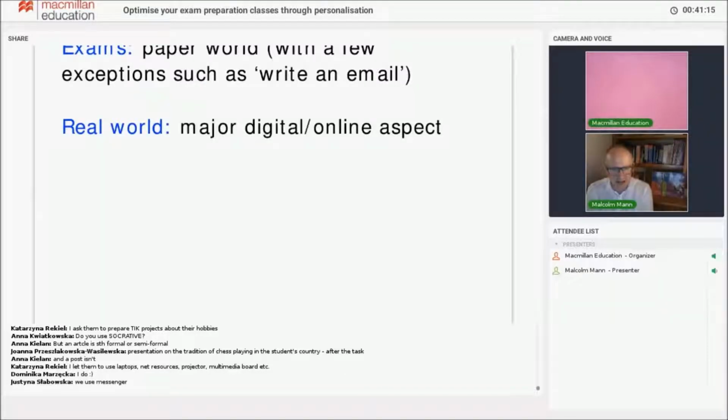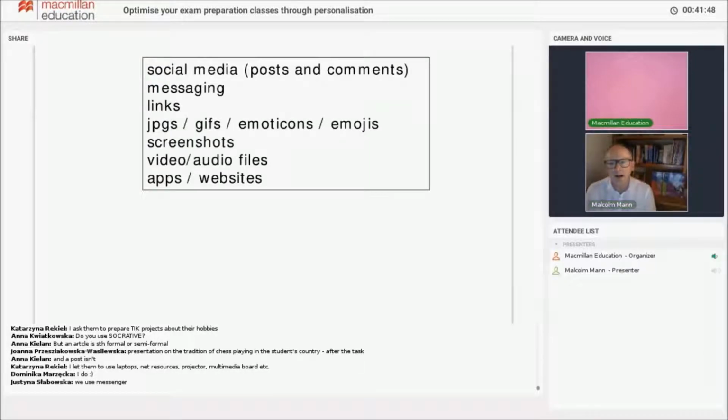Another problem, like exams don't have video, exams are very much a paper world. When you're reading articles, you're not reading things online. And there are a few exceptions, as we said earlier. There is write an email. Of course, in the real world, as we've said, there is a major digital online aspect to our students' lives. Of course, they've got physical hobbies, physical interests, they're still doing sport, but a lot of their lives is digital and online. So the more we can incorporate that into our exam prep work, the more they'll feel it next to their real life.